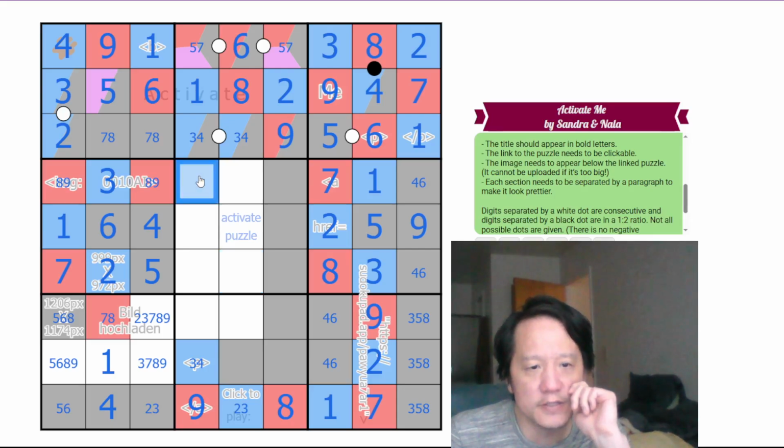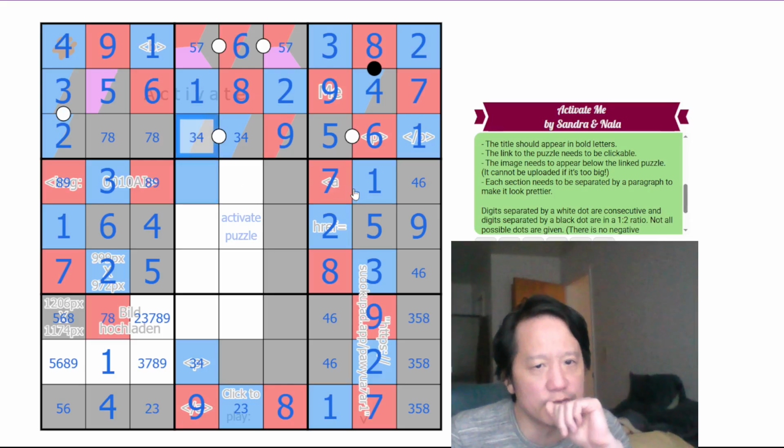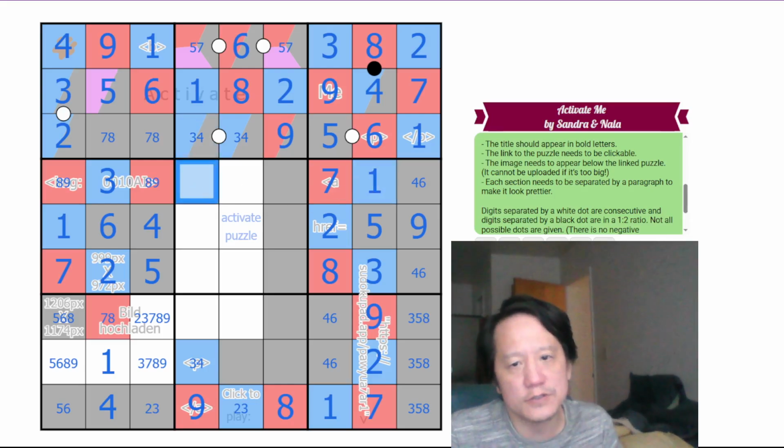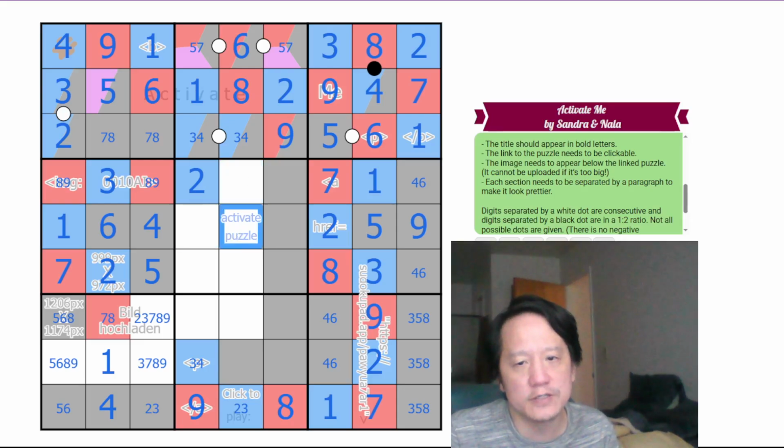If this cannot be 4, it can't be 3 or 1. So this has to be 2 here. We go to one of these two, and then we exit here. So this is the only remaining low because we have 1, 2, and 4. So that's 3.